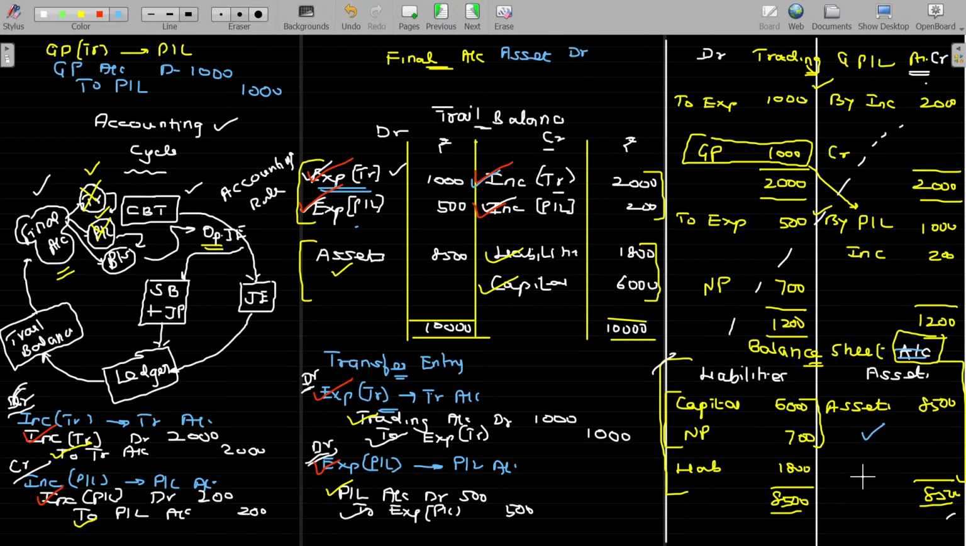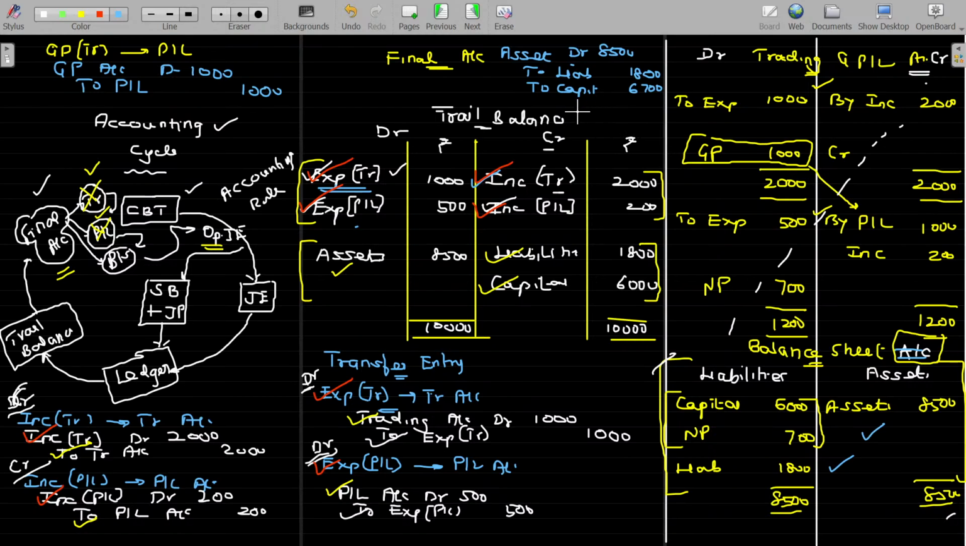And liabilities, two liabilities. So assets being 8,500, liabilities being 1,800, and the balance being the owner's fund, capital. How much is the owner's fund? 6,700. The profit is also added with the owner's fund.